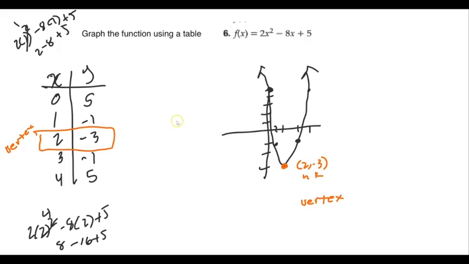That's the vertex. Another key point: when you cut your graph in half at the vertex, there's a line that does that. We call that line the axis of symmetry. It's the exact same thing as the x in the vertex, so x equals 2. That's always going to be true: the x in the vertex is also the axis of symmetry.